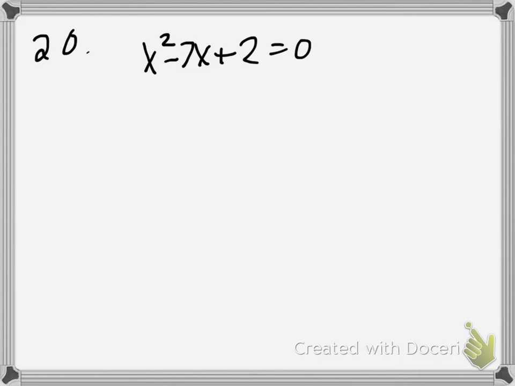Number 20, we're asked to solve. So the first thing I would always check if you're trying to solve is if you can factor this. If not, then you'd have to apply the quadratic formula. So if I look at the left-hand side, if I was trying to factor this, it would be method number 3.